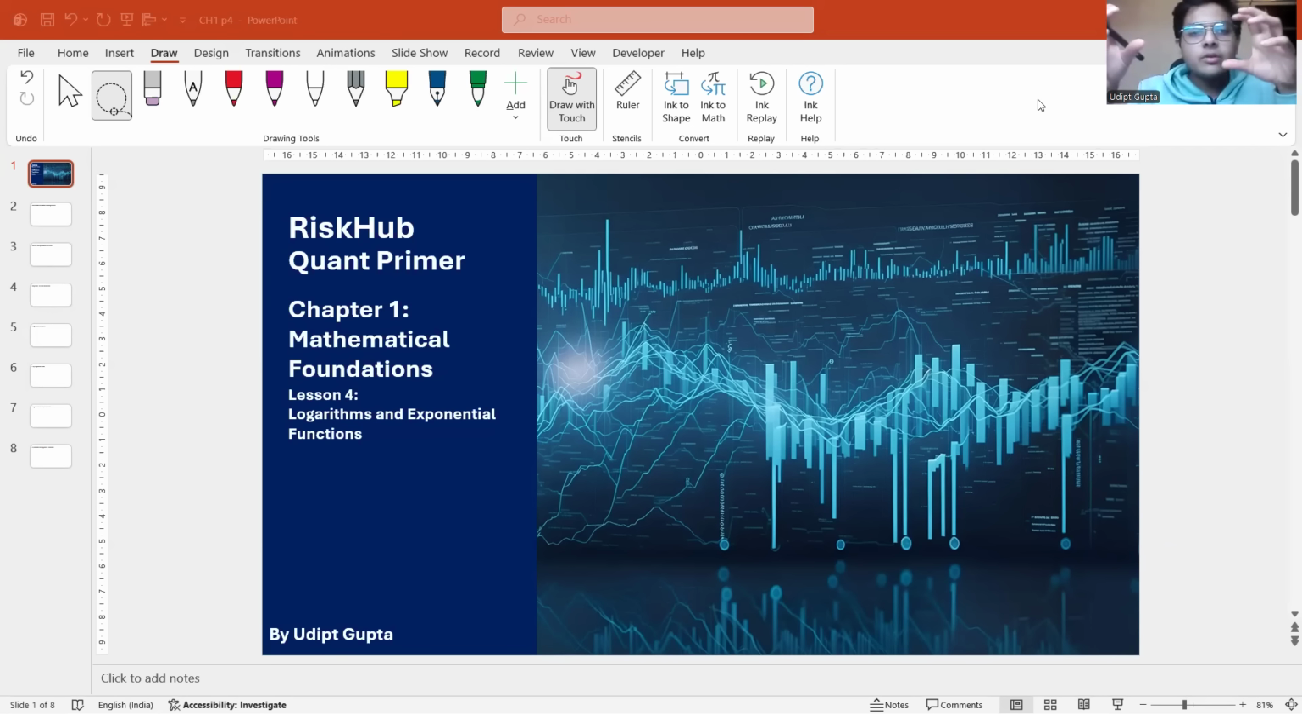Today we'll be learning about what logarithms are, what exponential functions are, and not just what they are, but why they're used and what the intuition behind them is. Not the mathematical formulas or jargon, but why these things exist and how they are used in finance. Whenever you calculate continuously compounding returns, whenever you calculate the future value of the money you have right now.